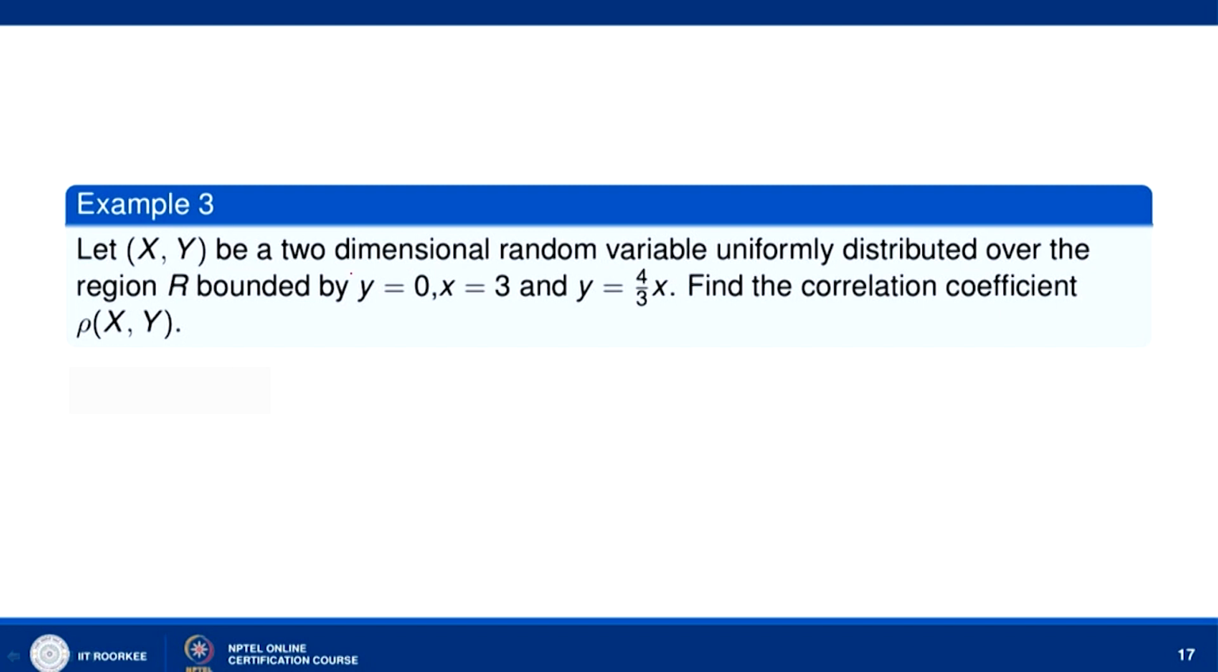Now, let us consider another problem. Let X, Y be a two dimensional random variable uniformly distributed over the region R bounded by y equal to 0, x equal to 3, y equal to 4 by 3.